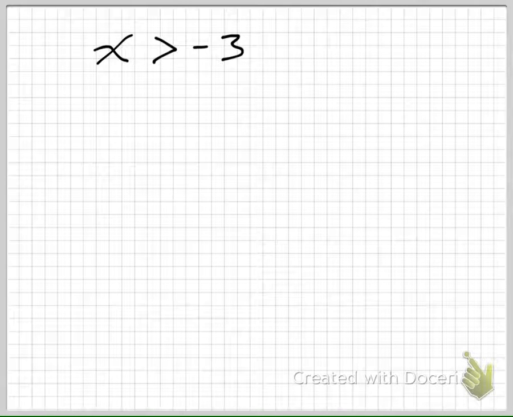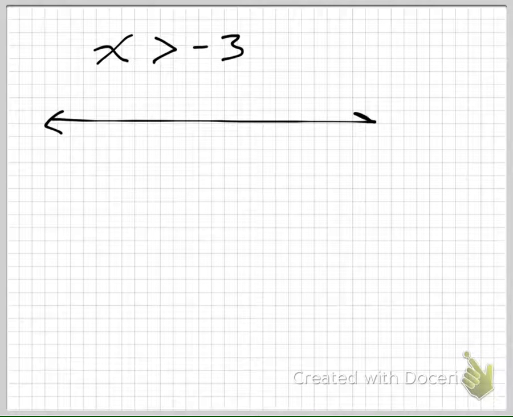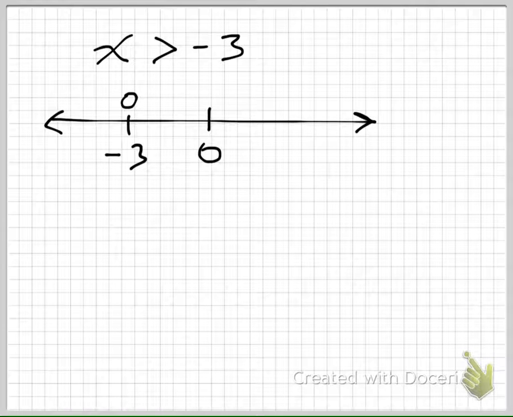Watch this and do this for me. Here we go. Draw your number line. Got to put the 0 and negative 3. Where does negative 3 belong? That's why I want you to put 0. Where is negative 3? To the left of 0, right? Negative 3. Which way is greater than again? To the right. So I'm going to put an open circle above and to the right.